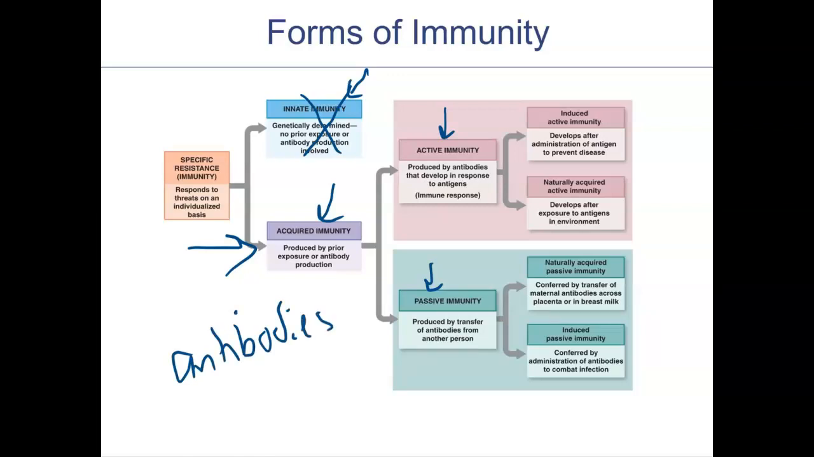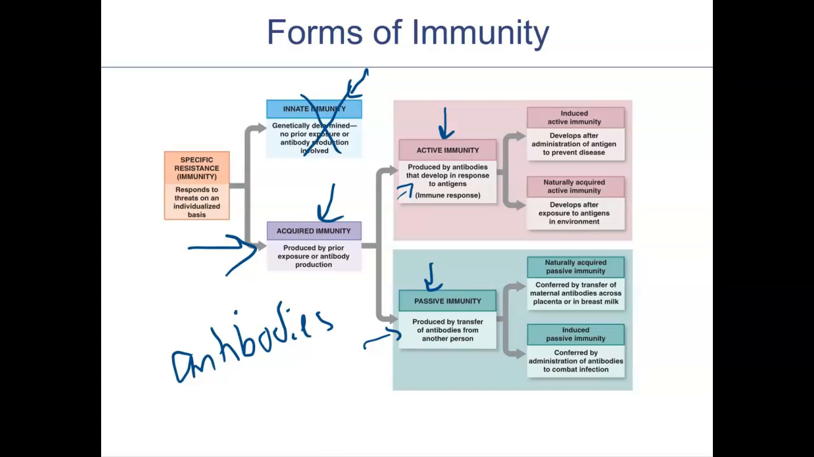So active processes means that you have to make your own antibodies. So an example of active immunity is the individual makes their own antibodies. In passive, it's transferred. You don't have to make them. So, passive immunity, when are you given antibodies?